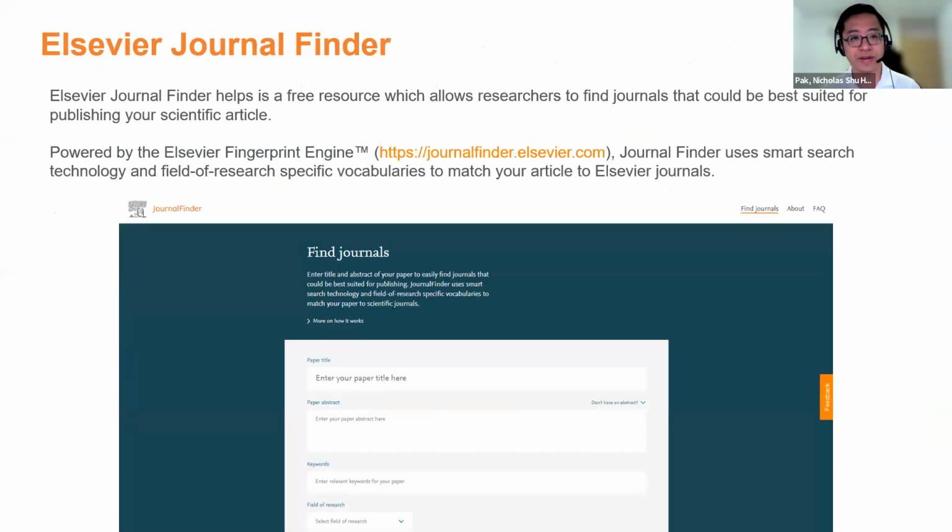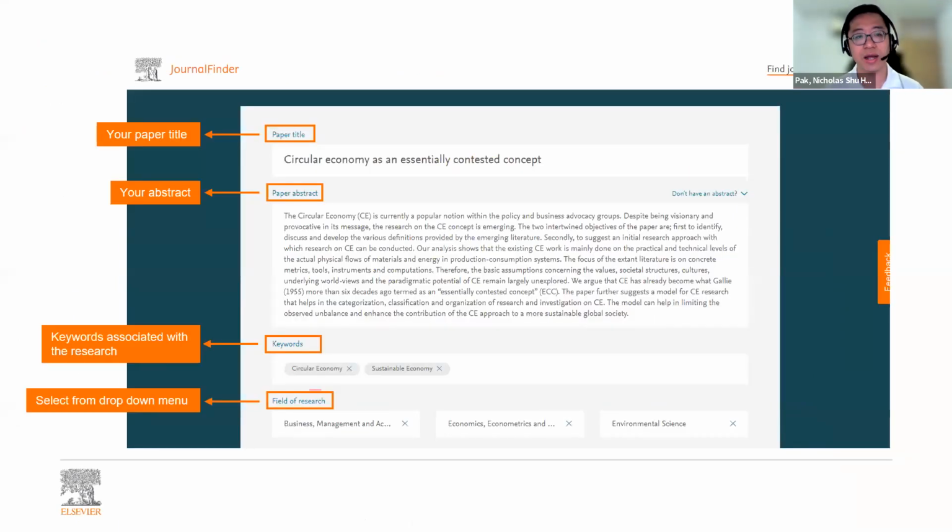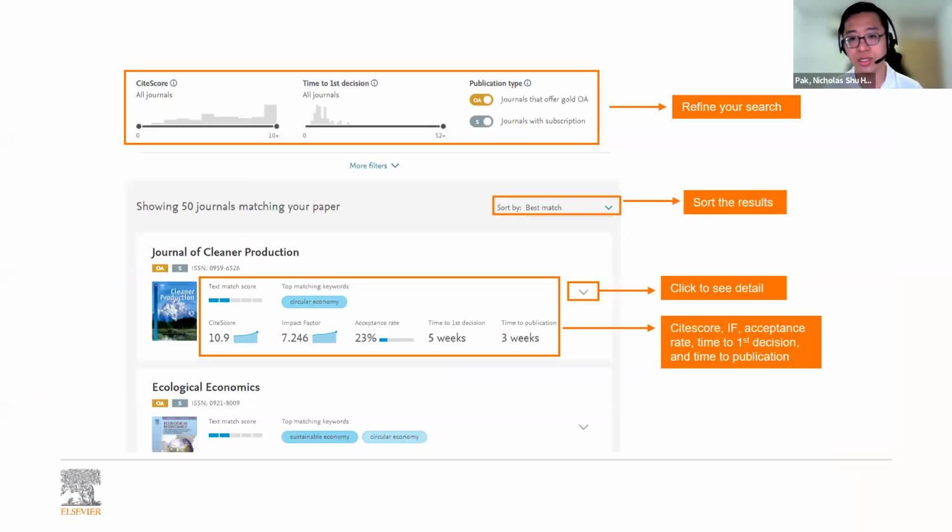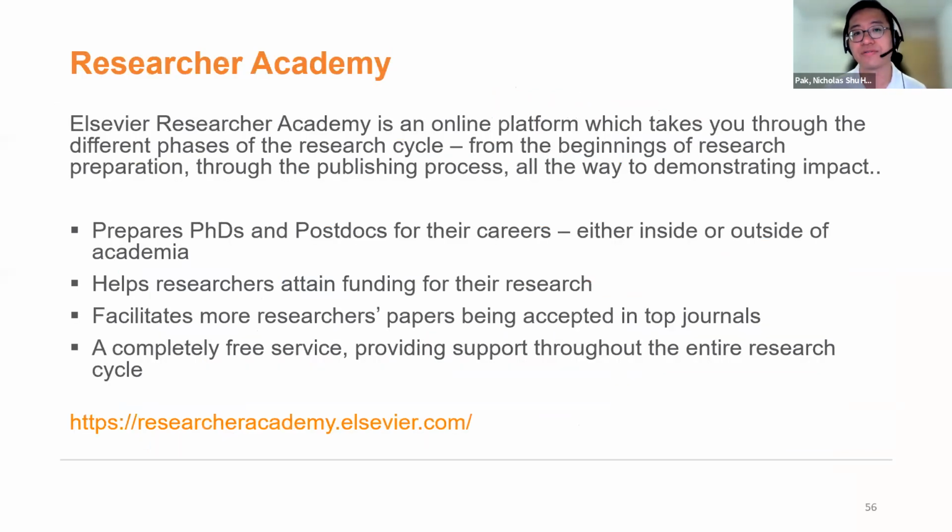I've talked about Journal Finder. For those of you who are always curious about which journal to publish in, the Elsevier Journal Finder is very powerful. It uses smart search technology and field of research vocabularies to match your article. Put in your title, abstract, and keywords, search it, refine it, and you'll be able to find the journals probably specific to your article, and how you can get published within an Elsevier journal itself.